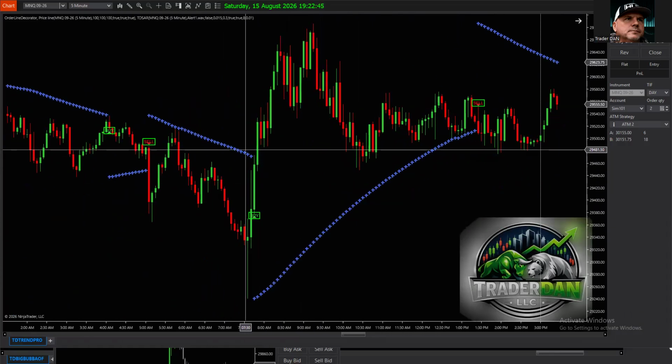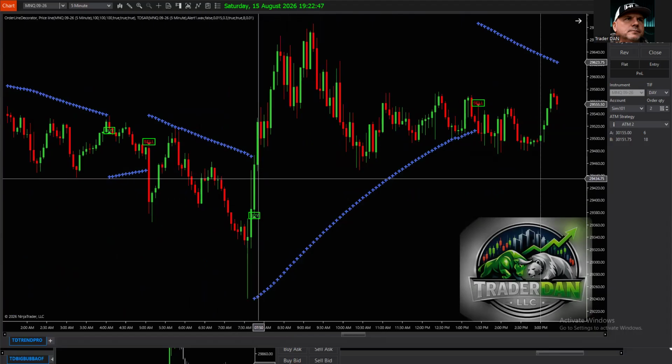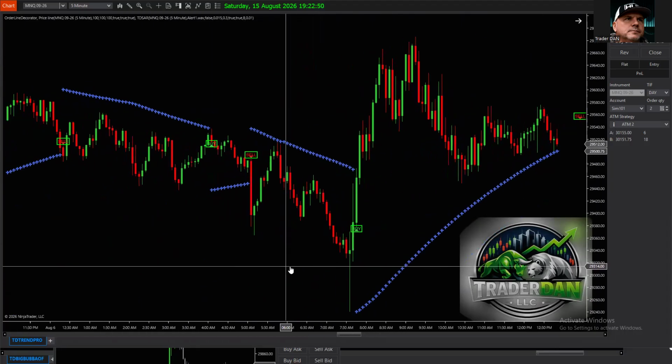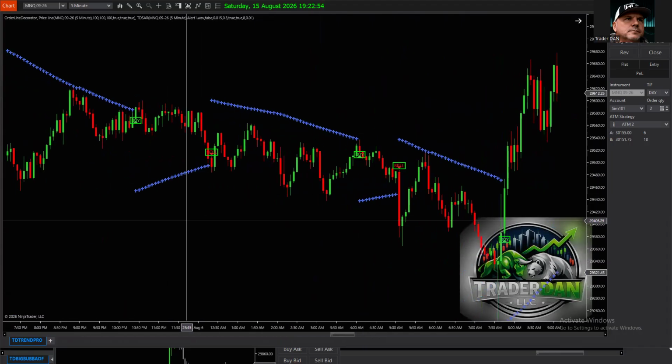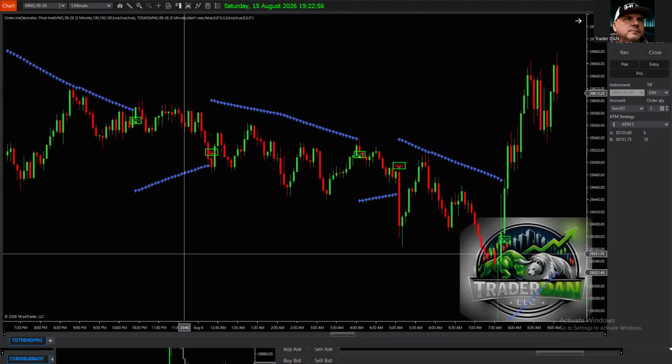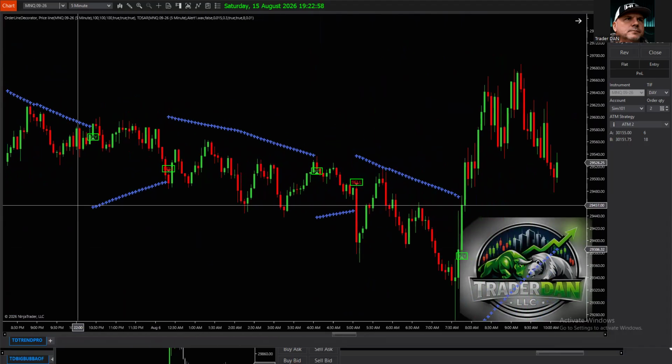Buy here coming into the open. We actually took this without it. That was a long. All right. So anyways, as you see, there's a lot of winning trades. There are some losers. There's no such thing as winning every trade, guys. Just no such thing. You're going to have to weed out.